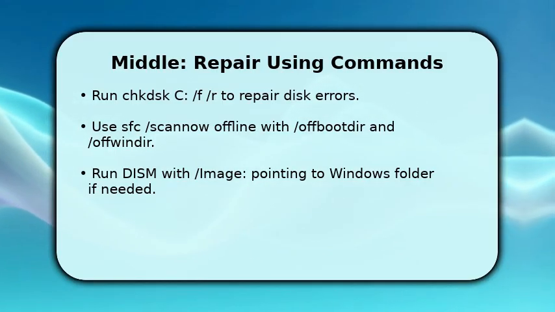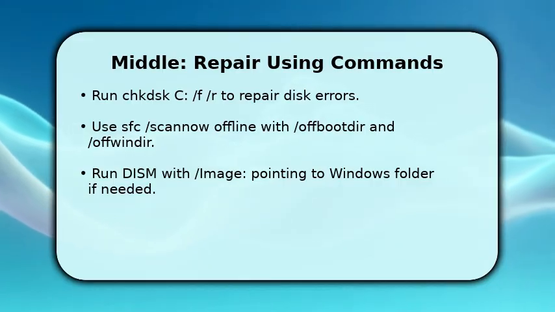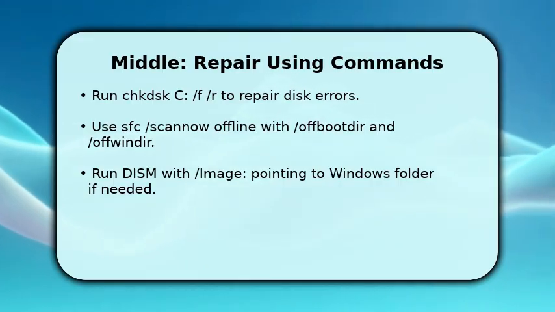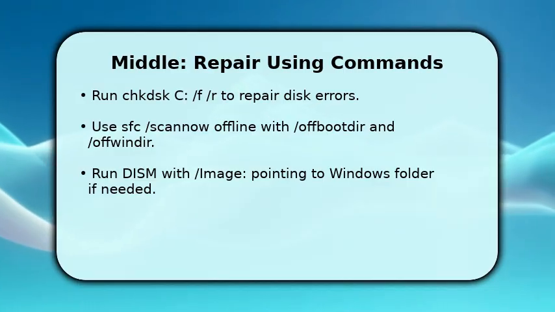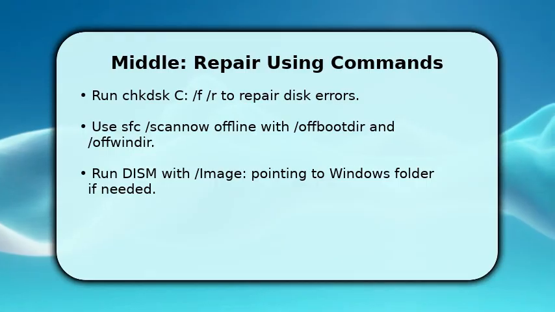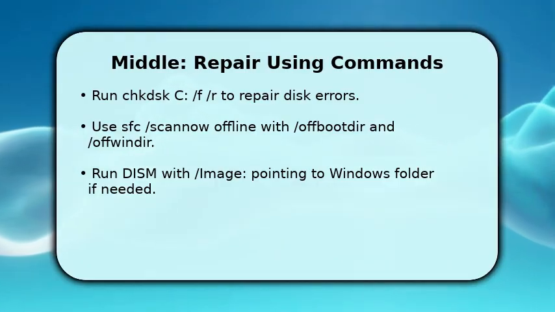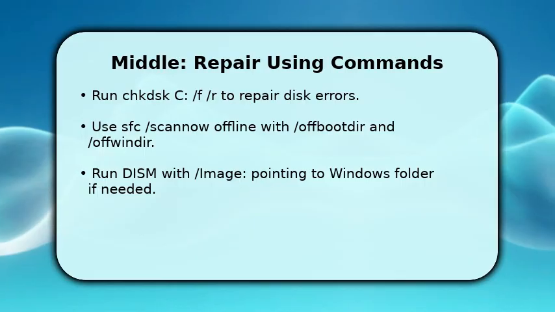Next run an offline system file checker, sfc /scannow /offbootdir=C:\ /offwindir=C:\Windows to repair corrupted system files. If corruption persists, run DISM specifying the offline image and a healthy source.